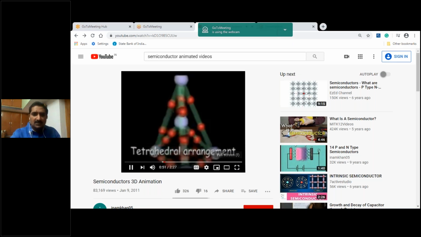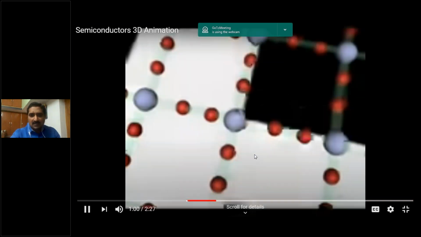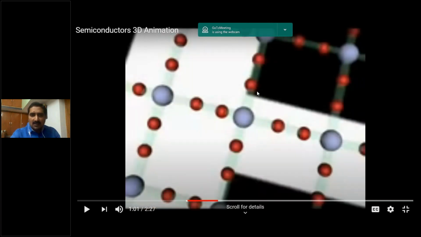So you can see this is the tetravalent nature. This is the germanium atom, and its 4 valence electrons are these. This is another germanium atom. The germanium atoms share 2 electrons. This is a covalent bond.